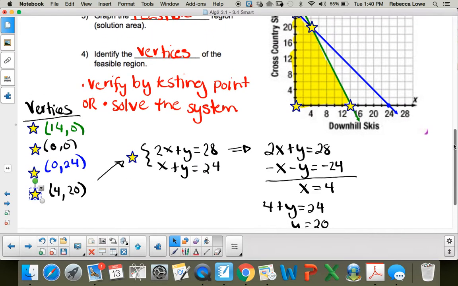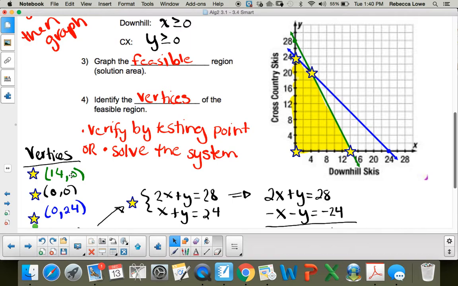So those are the 4 corner points where one of the maximum will occur. It's not going to be at 0, 0. 0, 0 is where the minimum will occur. So the maximum will occur at one of these 3.